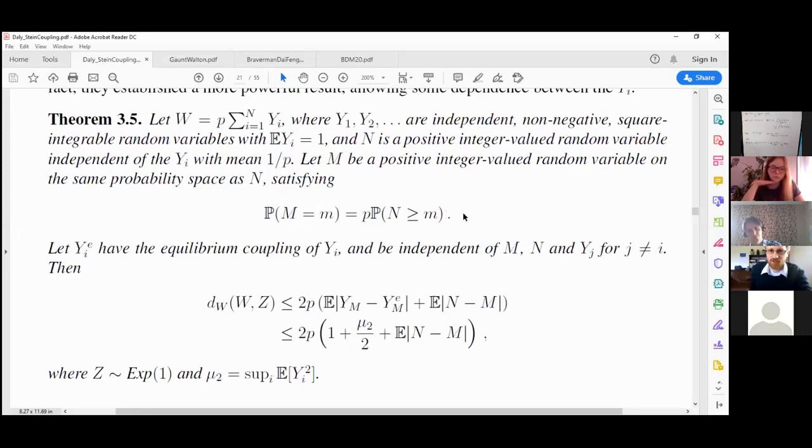So again, once I give you the distribution of that random variable n, I can write down the distribution of this random variable m. So if I give you an n, there exists some random variable m that's defined like this.